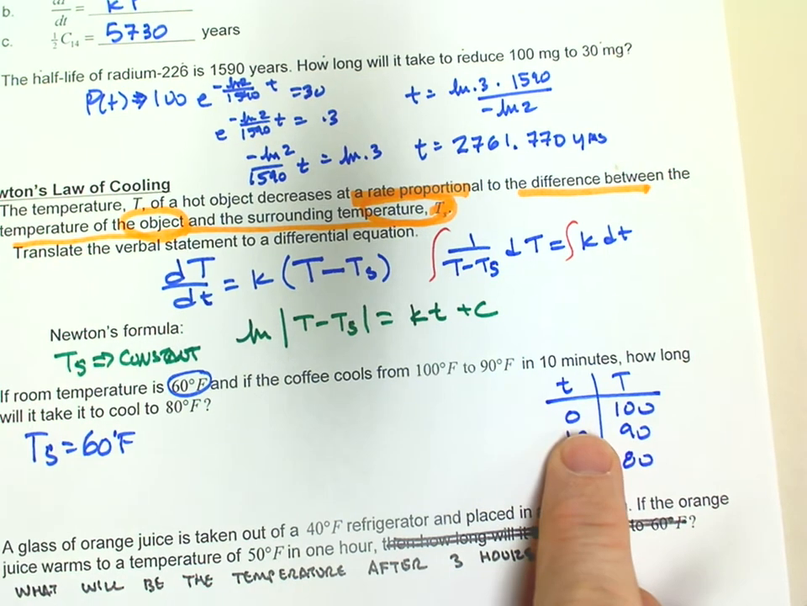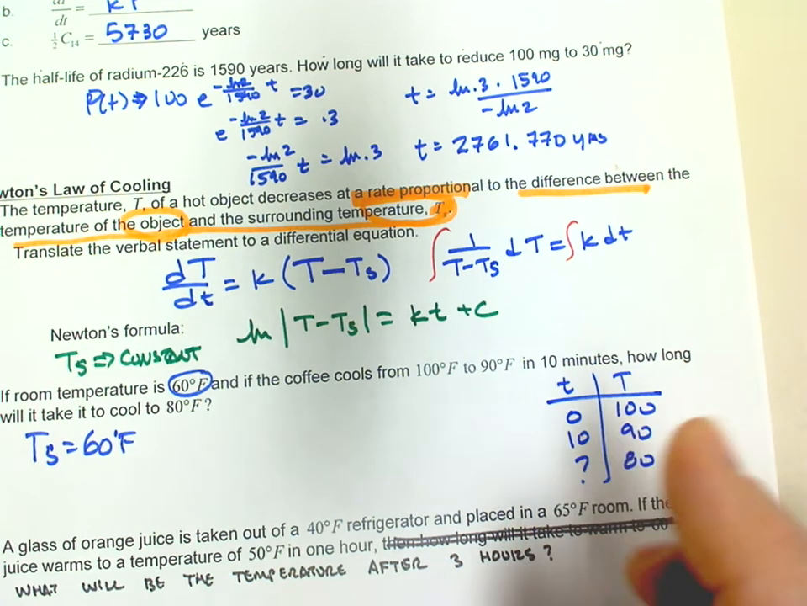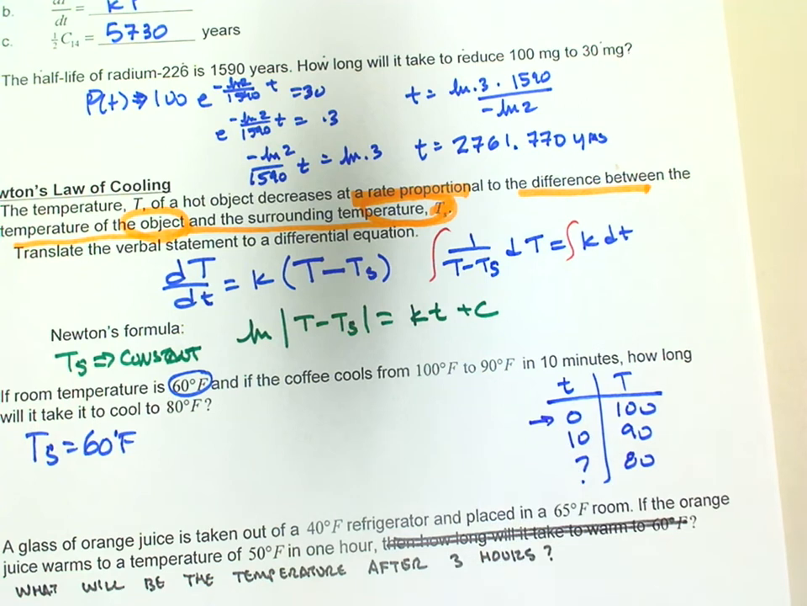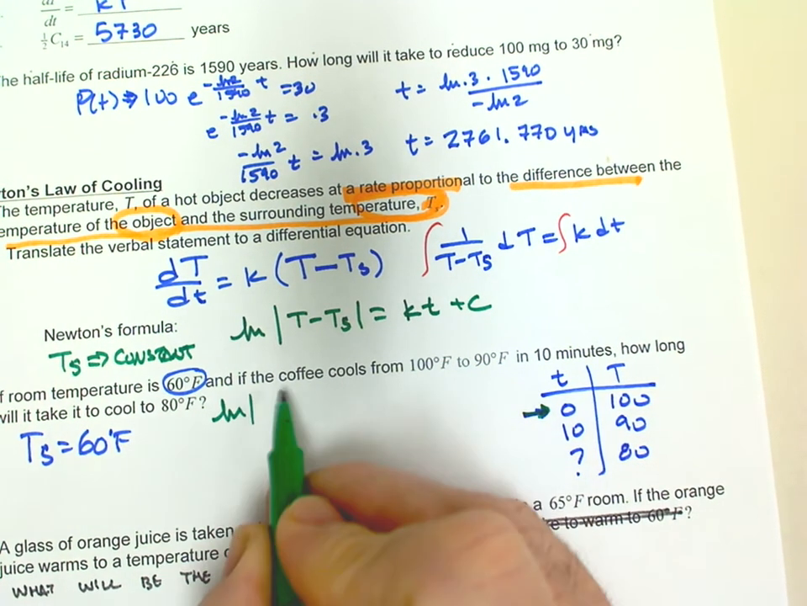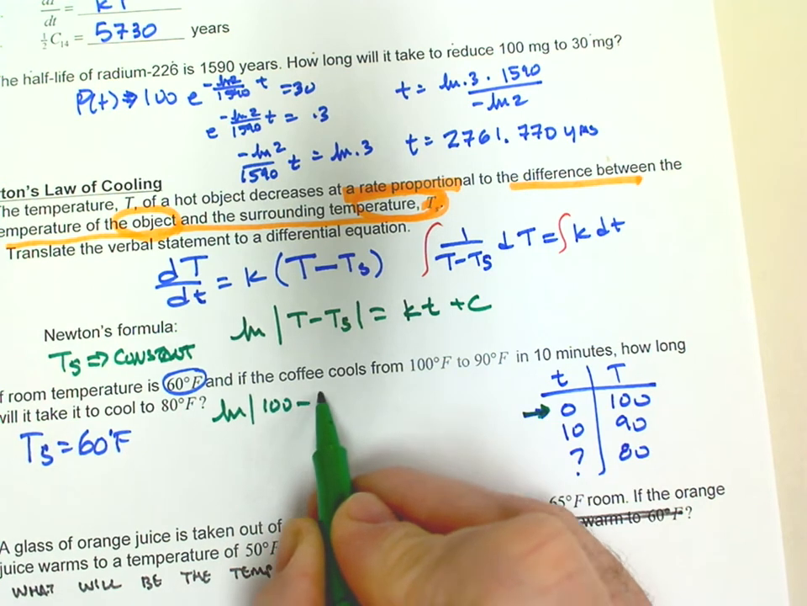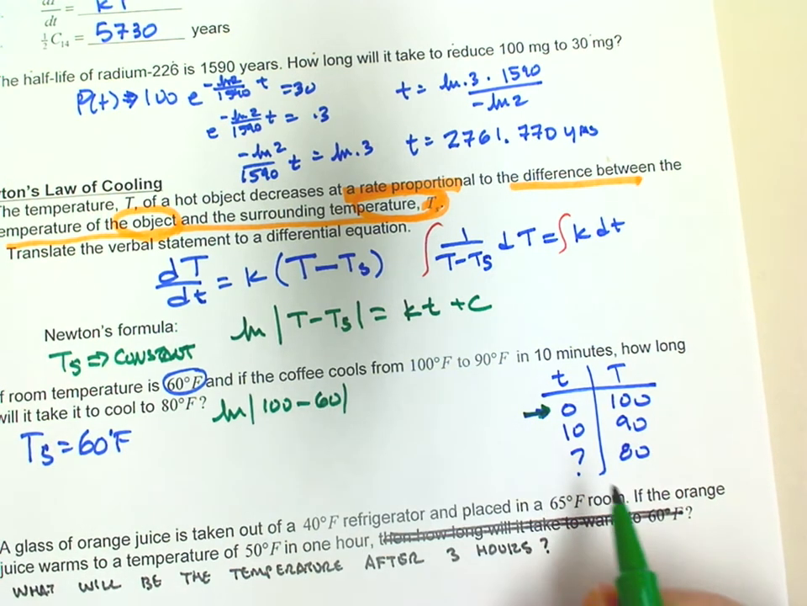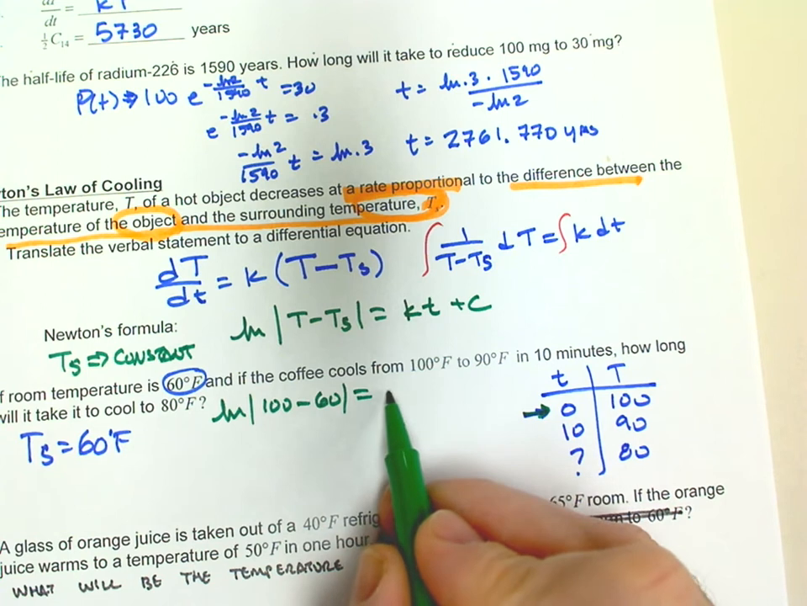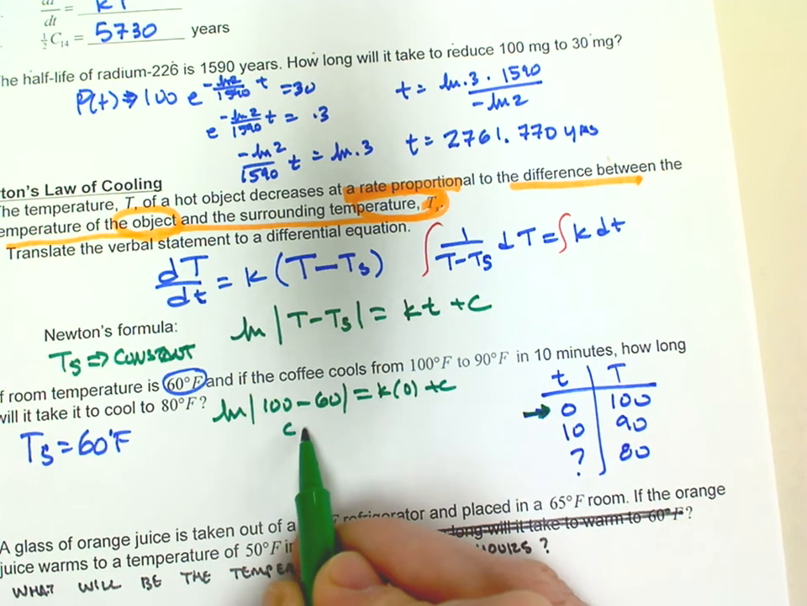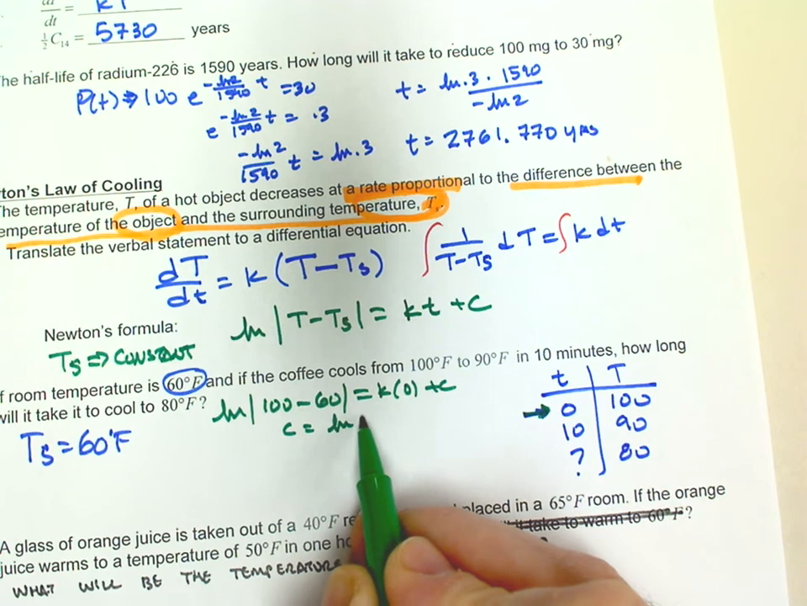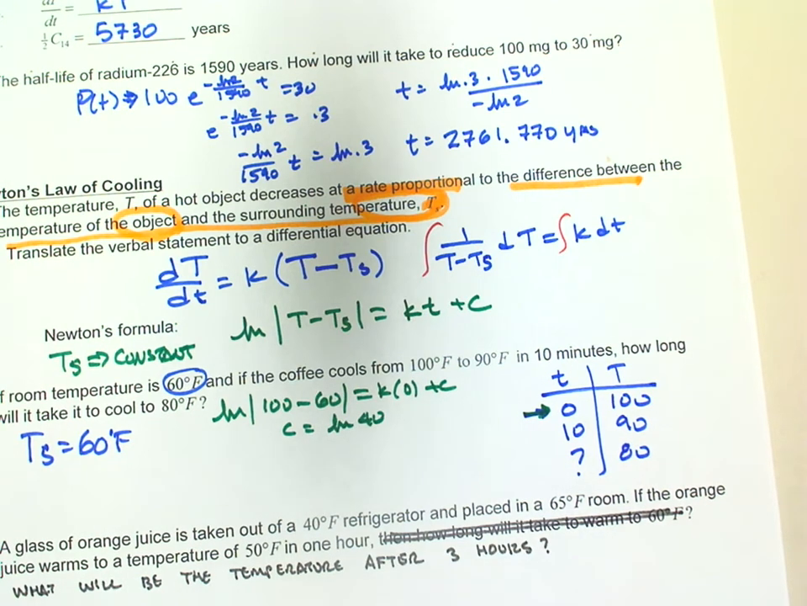So the first thing I want to do is solve for C, putting in this initial condition here first. So let's do this guy first. That will give us the natural log of the 100 degree coffee with the surrounding temperature of 60 degrees. That's going to equal K times 0 plus C. So that tells us that C equals the natural log of 40.